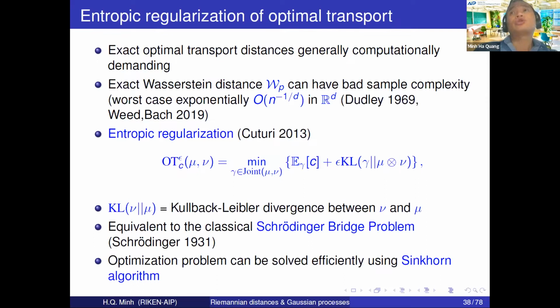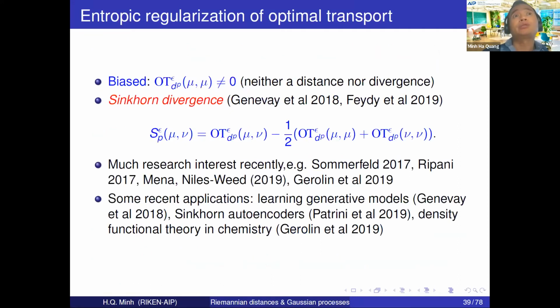So in this formulation, called entropic regularization, instead of just minimizing the expected value of C with respect to gamma, we also add the KL divergence between gamma and the product measure of mu and nu. This is kind of the mutual information between mu and nu, and KL is a correct-level divergence. And so this can be solved efficiently. It turns out that it also gives quite nice properties of the distance as well.